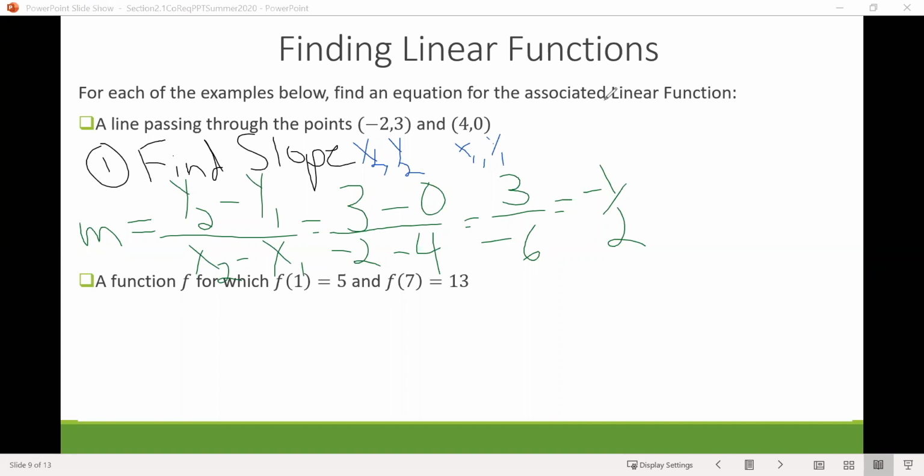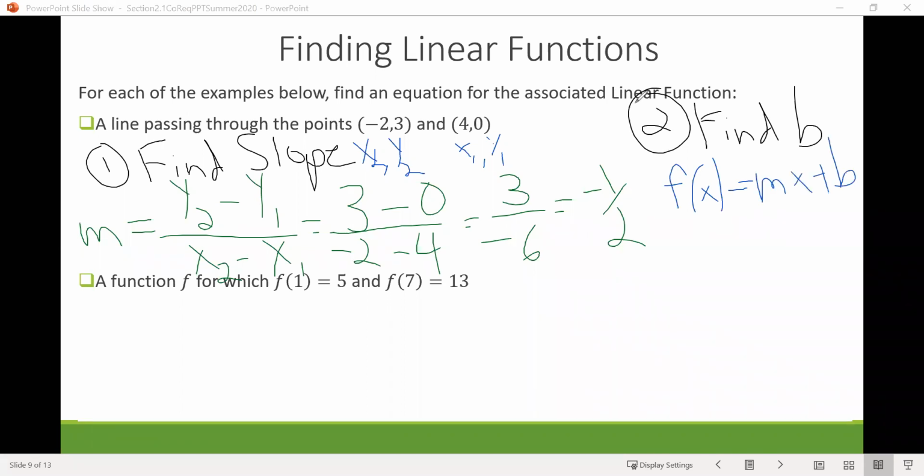Are we done here, though? No, we still have to finish finding our equation. So we have to go on to the next step, which is that we need to find the value for b, our vertical intercept, because recall our general form for a linear function is f of x equals mx plus b. We just found the value for m, that's our slope. So we still need to find the value for b here. And how are we going to do that?